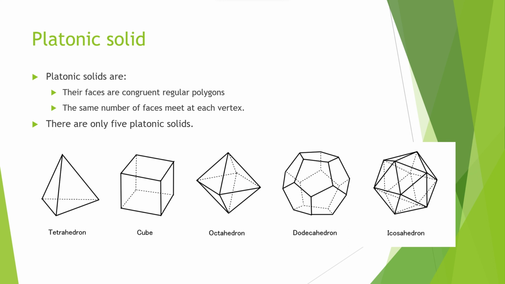Platonic solids are as follows. Their faces are congruent regular polygons. The same number of faces meet at each vertex. There are only five platonic solids: tetrahedron, cube, octahedron, dodecahedron, and icosahedron.